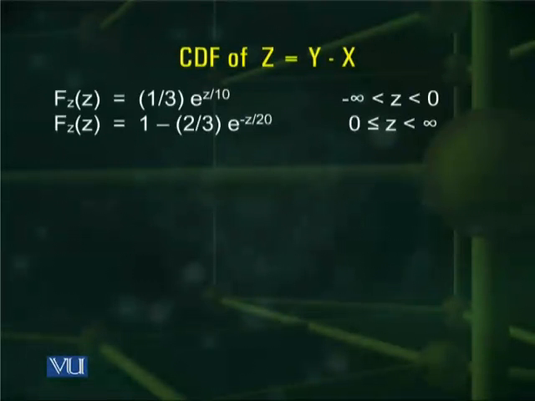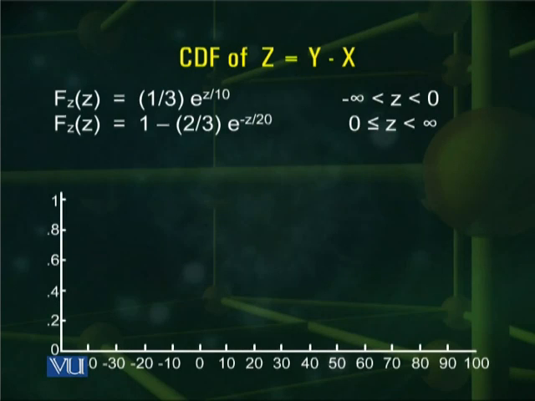So if you combine the two expressions, that is, you use the first expression if the value of z is negative, and you use the second expression if the value of z is positive, you will have a CDF which is given by the first expression for z values from minus infinity to 0, and from 0 to plus infinity you will have the second expression shown on your screen.